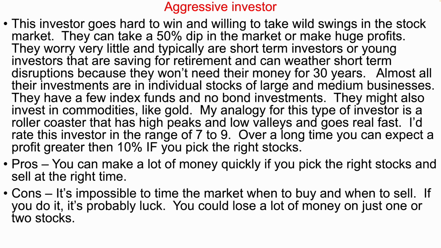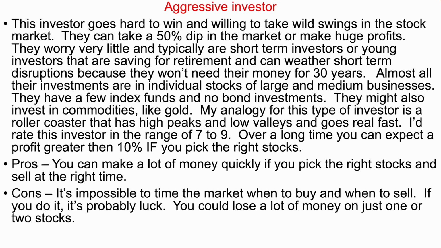If the stock market or their portfolio dips by 50%, by half, they're not tripping on it. They're saying, hey, I'm going to stick with it and it's going to come back. Almost every type of investment in their brokerage account will be individual stocks. They might have a couple of index funds and they aren't going to have any bonds. You might even see commodities like gold and silver in their brokerage account. If I had to rate this type of investor, I would give them anywhere between a 7 and 9.